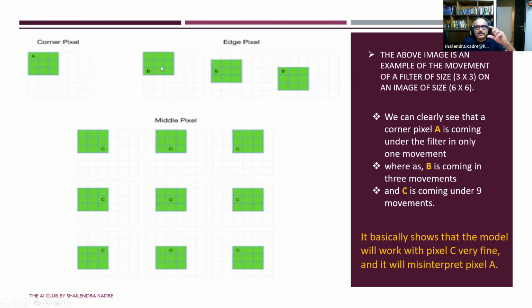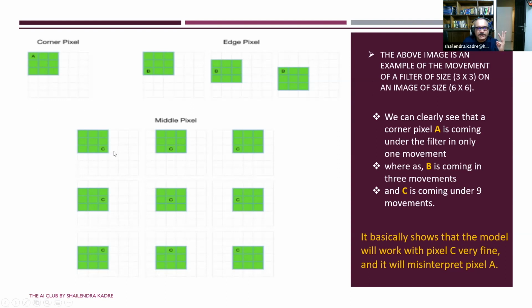you will see that B is covered three times, three movements. Like the first convolution, it will be covered. Then we shift down by one cell. Then B is covered again, and then we shift one more cell. That is three times B is covered. A is covered one time in the full convolution operation. B is covered three times.